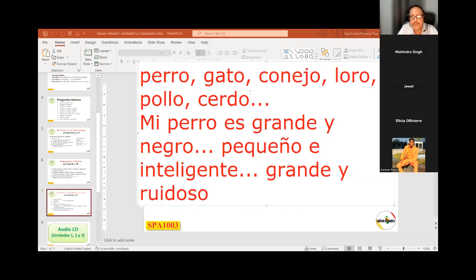Mi perro es inteligente, marrón y blanco. Inteligente, marrón y blanco. Smart, brown and white.